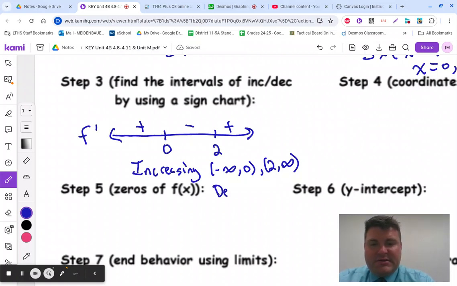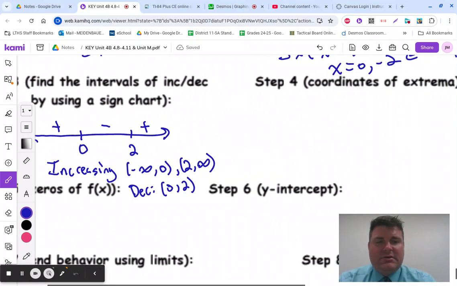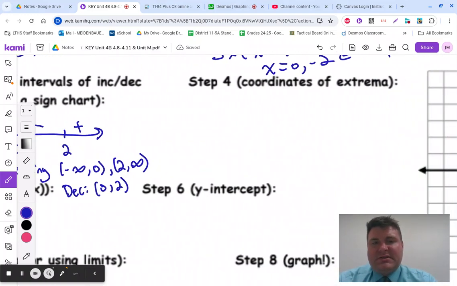I am decreasing from 0 to 2. Okay, I can get into whether or not we should include the 0 and the 2, but I'm not going to get into that. So just for right now, I'll leave them open. Okay, find the coordinates of the extrema.